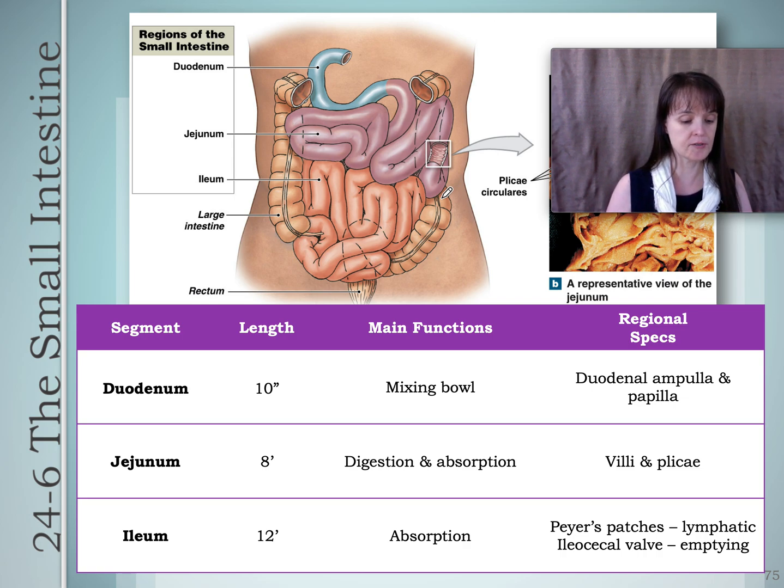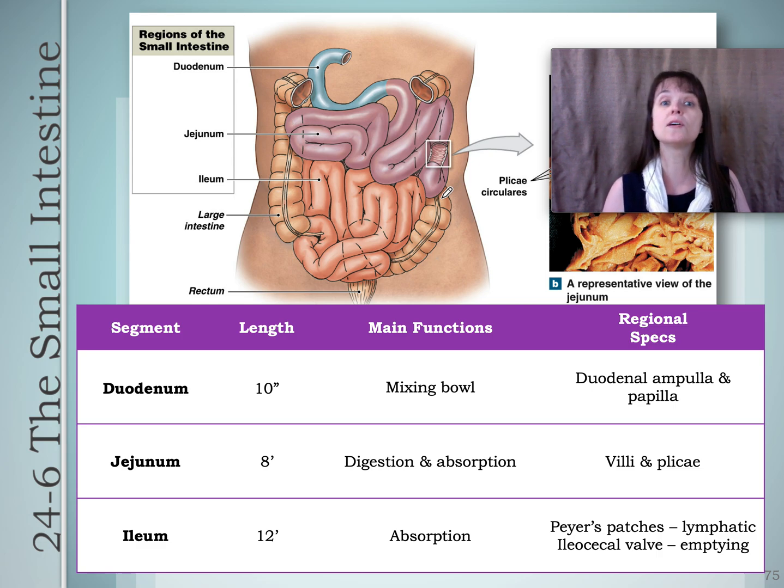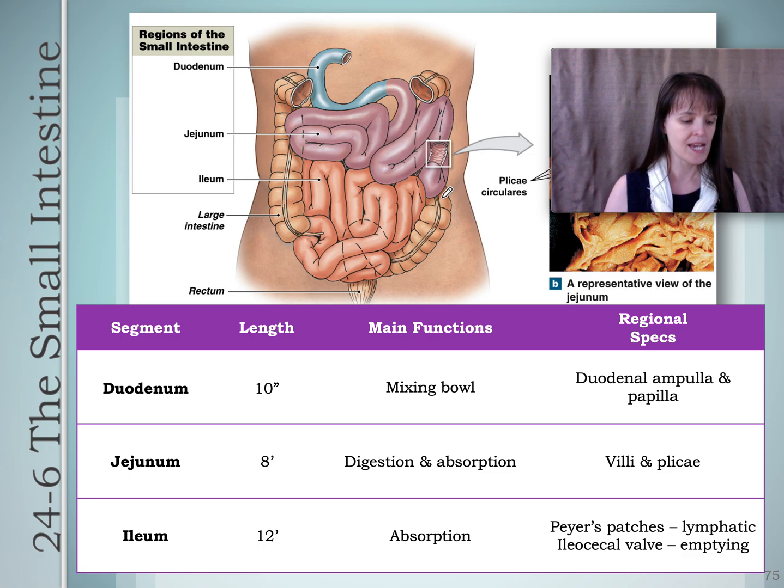So, pancreatic juice. In the small intestine, chemical digestion is completed and the nutrients are absorbed. 90% of nutrient absorption takes place in the small intestine, SI. There are 3 parts of the small intestine, which you know from lab.